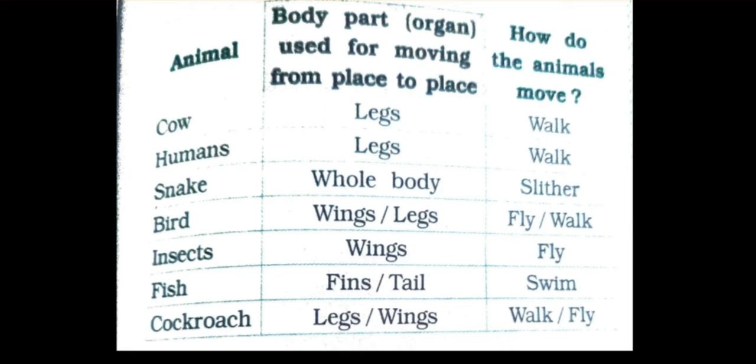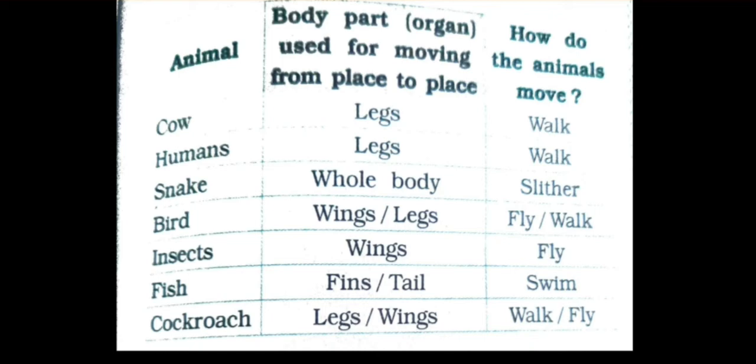Now a bird has legs as well as wings, so a bird can walk and also fly. Insects have only wings, so insects can only fly, they cannot walk. Fish has fins and a tail. Special fins are there for swimming, so the movement is called swimming. It does not walk or fly.